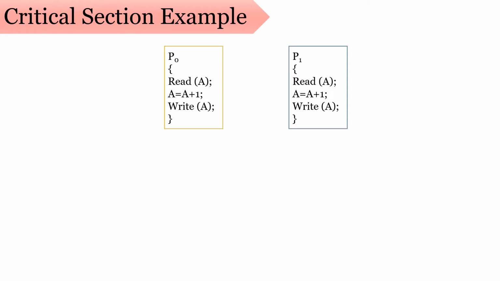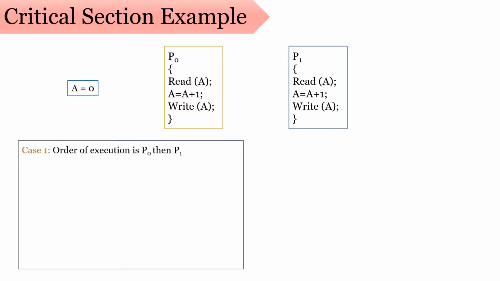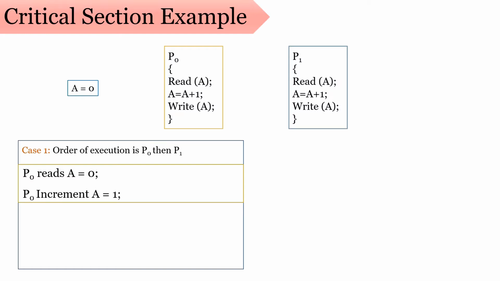So, we have two processes, process P0 and process P1. If you notice, both the processes are sharing a common variable a, where a equals 0, and both the processes are incrementing the value of variable a by 1. We will discuss two scenarios here. In case 1, P0 starts execution first and reads the value of a, that equals 0. It further increments the value of a by 1. So now the value of a equals 1.